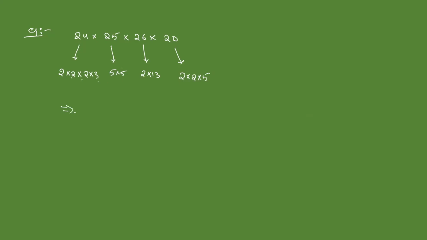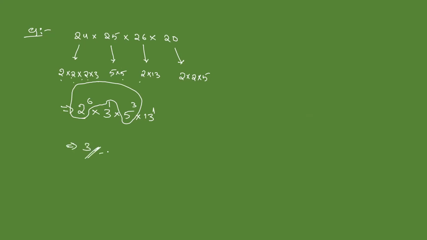Now, how can I express this? 2 to the power of 6 into 3 to the power of 1 into 5 to the power of 3 into 13 to the power of 1. I can express the given question in this manner. As I have already told you, we will bother only about the 2 power and 5 power. So with 6 twos and 3 fives, how many pairs of 2 and 5 can we make here?